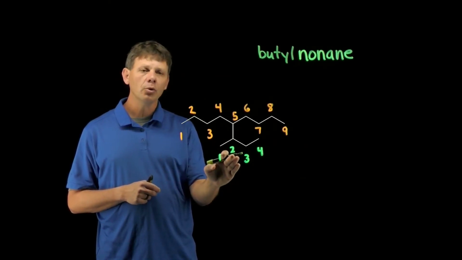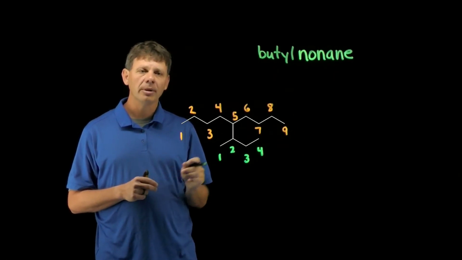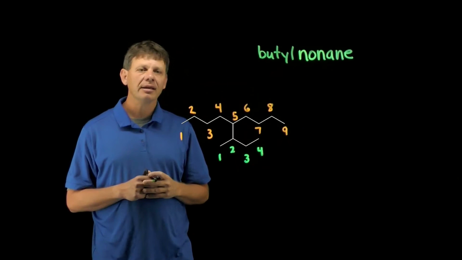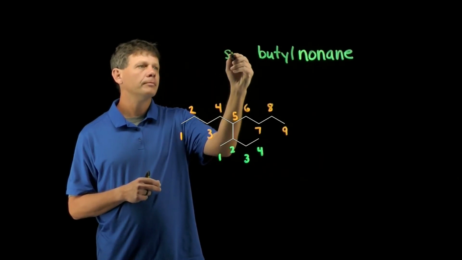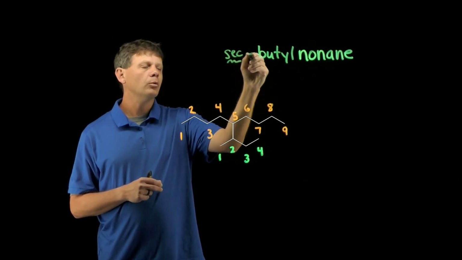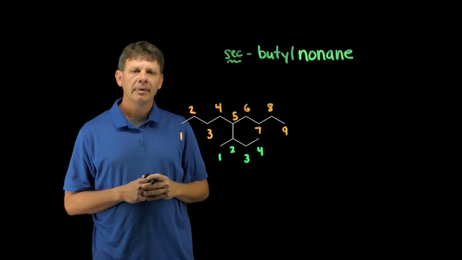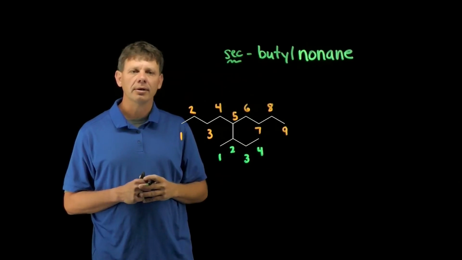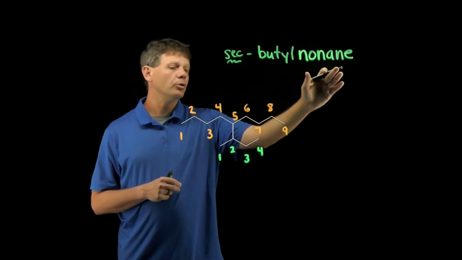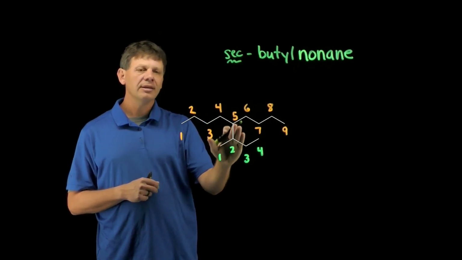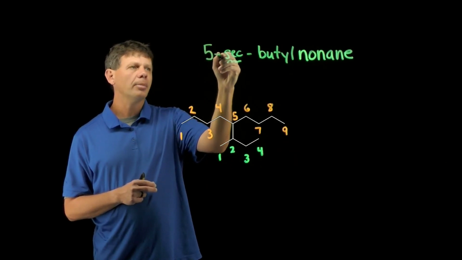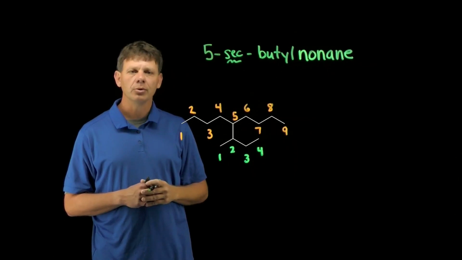Because carbon 2 would be a secondary carbon were that bond not here, we're going to name this as a sec-butyl group. It will be italicized and therefore not alphabetized if we needed to alphabetize it. We don't here. Sec-butyl nonane, all that remains is to indicate that it's coming off of the 5 carbon. So this compound is 5-sec-butyl nonane.